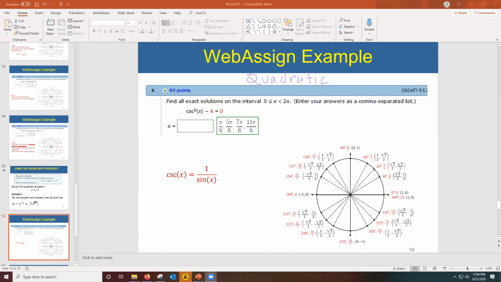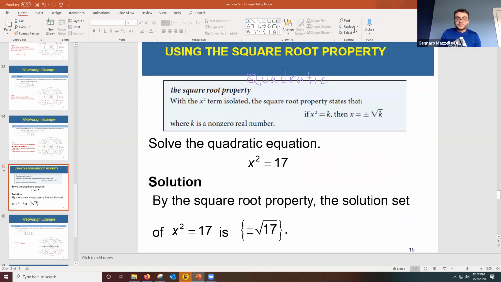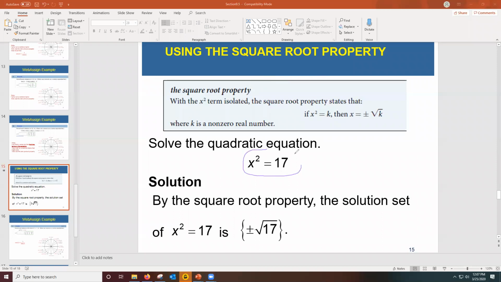Let's get started. So what I'm seeing on this one is that it's cosecant squared. Now, let me go back to the previous slide for a second. We have the square root. Here is the way to handle an equation that looks like something squared equals a number. You take the square root of both sides, right? This is called the square root property, and we talked about this last class.